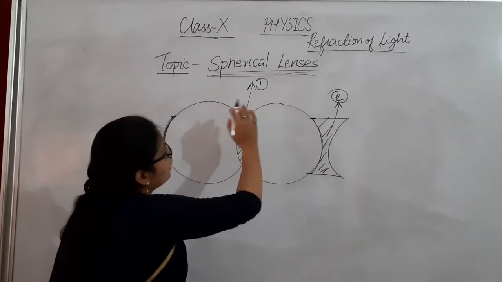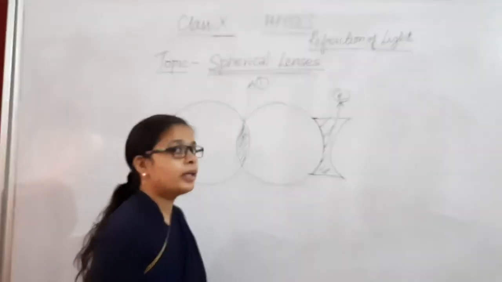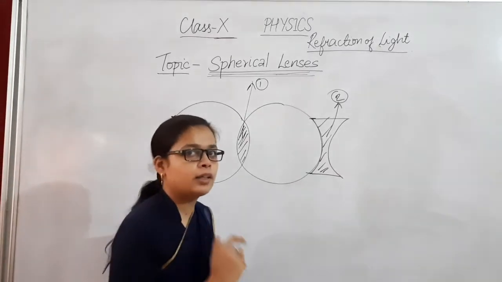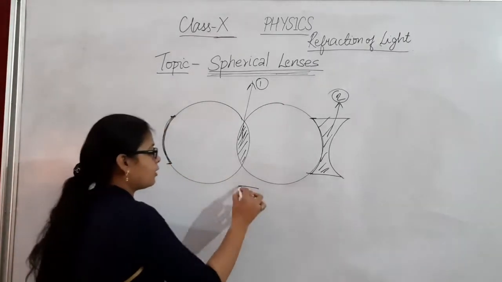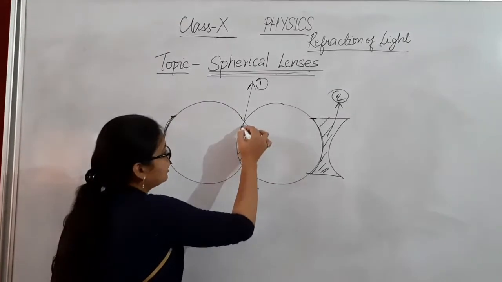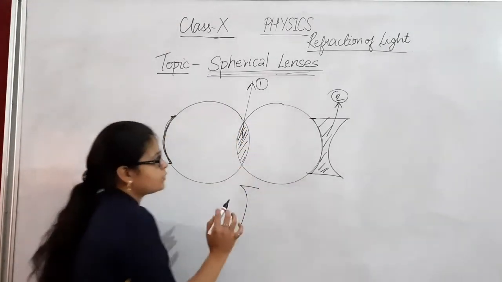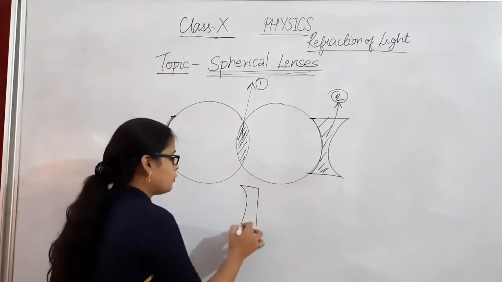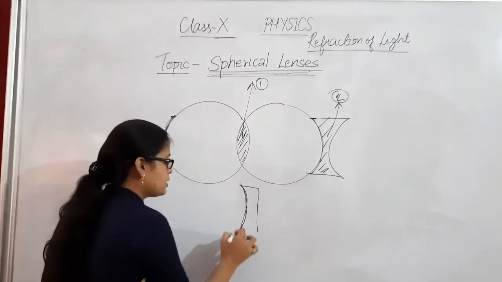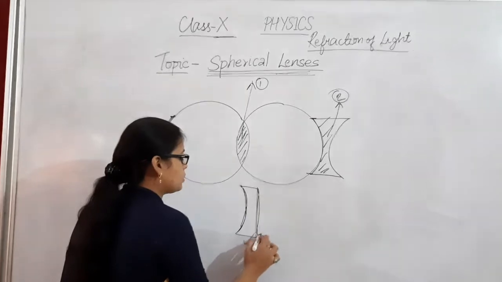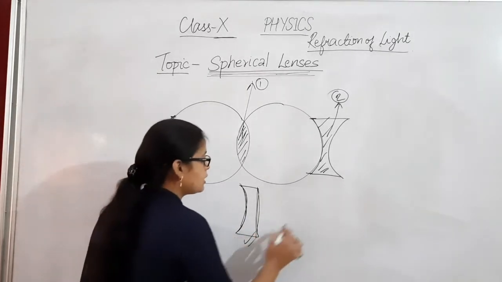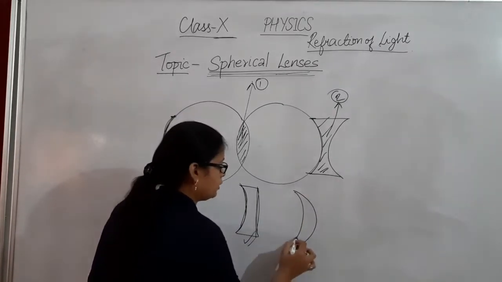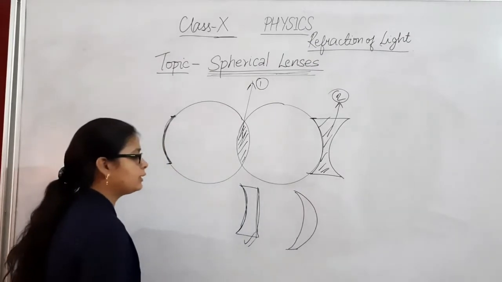It is a transparent material bounded by two surfaces of which one or both are spherical. Here, if we consider these both portions, both of the surfaces are spherical. In this lens also both of the surfaces are spherical. But if one of the surfaces is spherical like this and another one is plane, this is also said to be a lens. And if you take this type of thing, this is also going to behave as a lens.